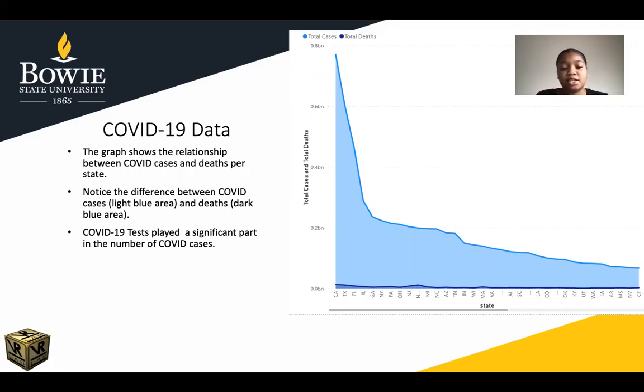The graph shows that there is a big difference between COVID cases, being the light blue area, and COVID deaths, being the dark blue area. This being that deaths per state were significantly lower than cases per state. A few factors play into why the values for cases and deaths differ.